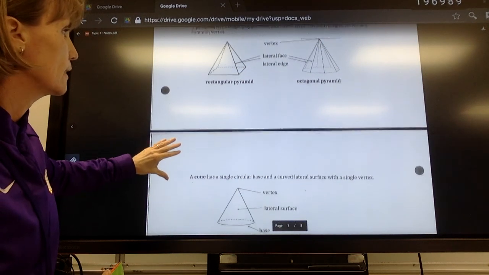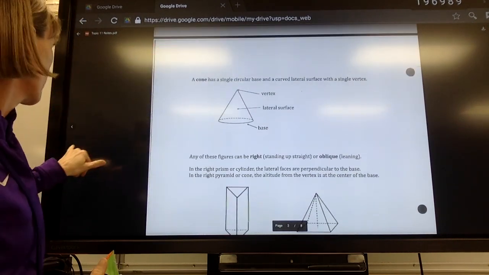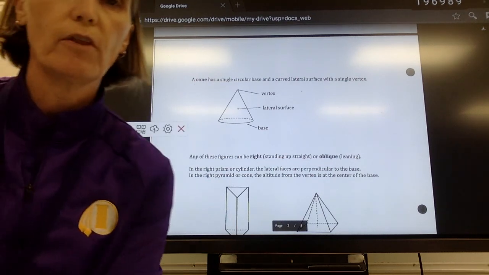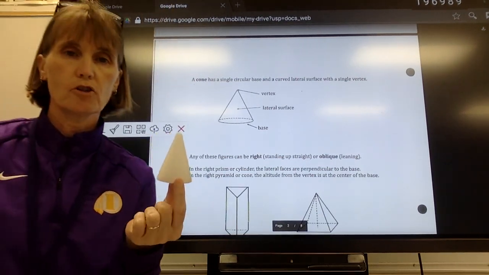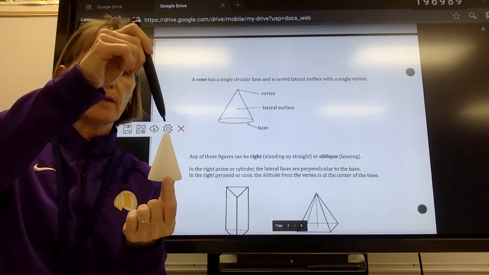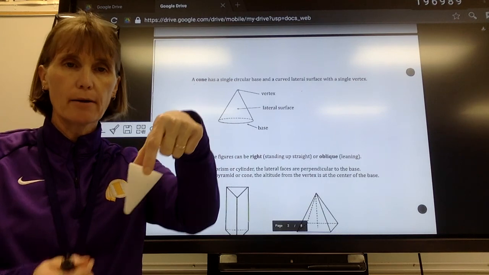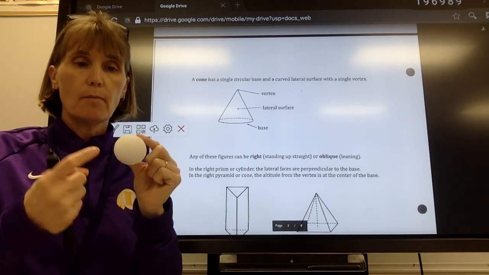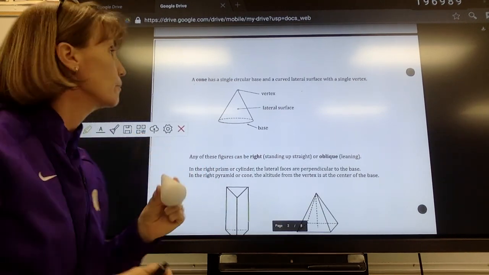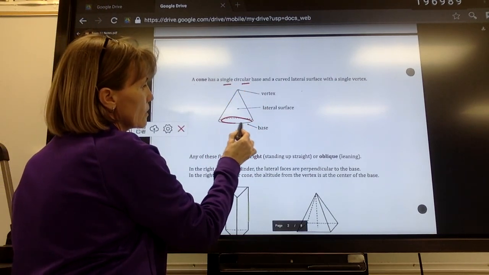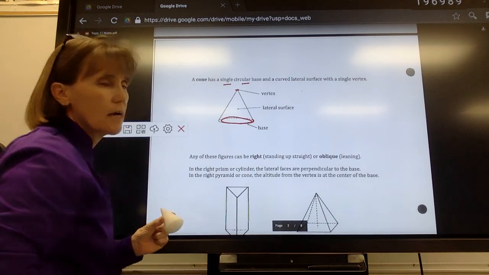Okay, and then lastly, the last type of solid figure that we're going to look at in Chapter 11 is the cone. Think of an ice cream cone. Okay, here's my cone. Like the pyramid, it comes to a point at the top, or maybe you look at it this way, it comes to a point at the bottom. But this time, the base of it is going to be circular. Okay, so a cone has a single circular base. Here's my base, and it comes to that point at the top.